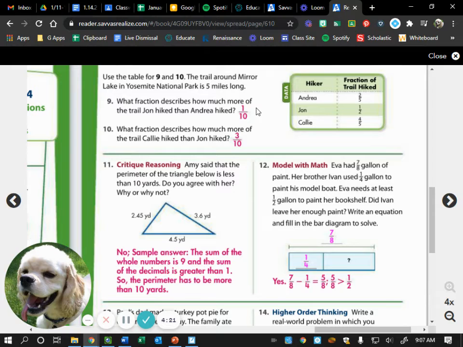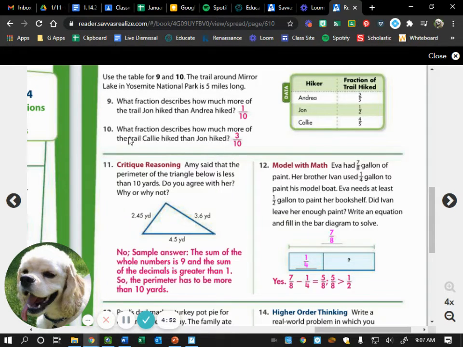Now, 5th grade, what is my book missing from the answer? Chanel? The unit. 1/10 what? 1/10 of the trail. Yep, 1/10 more of the trail. So make sure you have something about the trail hiked or the trail as a unit. Remember, if it's a word problem, it needs to have a word in the answer.